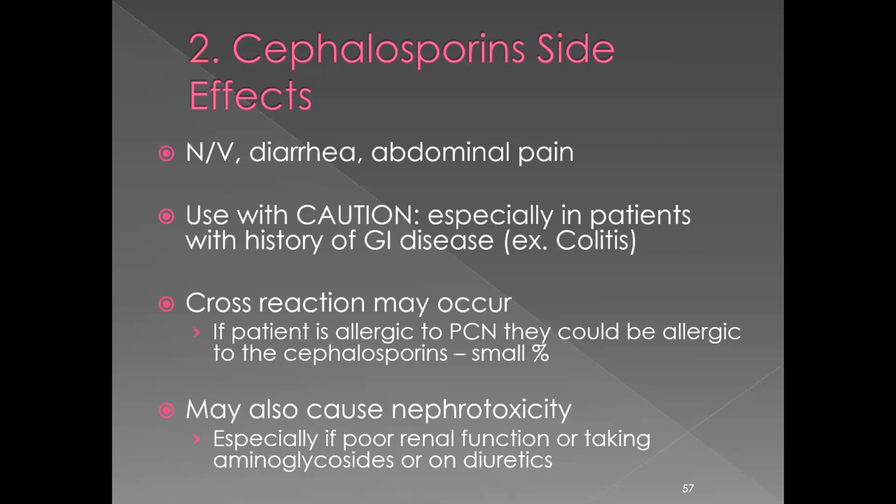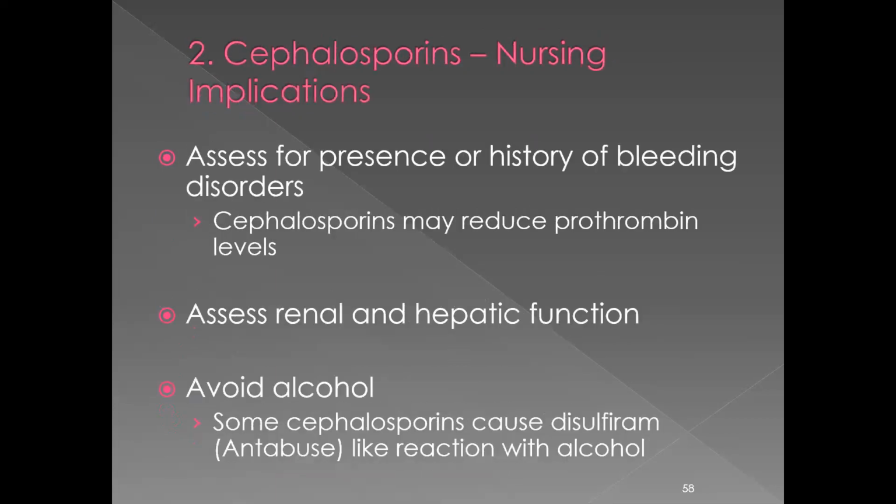The cephalosporins may also cause nephrotoxicity, especially in earlier generations, and especially with poor renal function or if taking aminoglycosides or on diuretics. Nursing implications: assess for presence or history of bleeding disorders, because cephalosporins may reduce prothrombin level. Assess the renal and hepatic function, and avoid alcohol. Some cephalosporins actually cause a disulfiram or Antabuse-like reaction with alcohol.